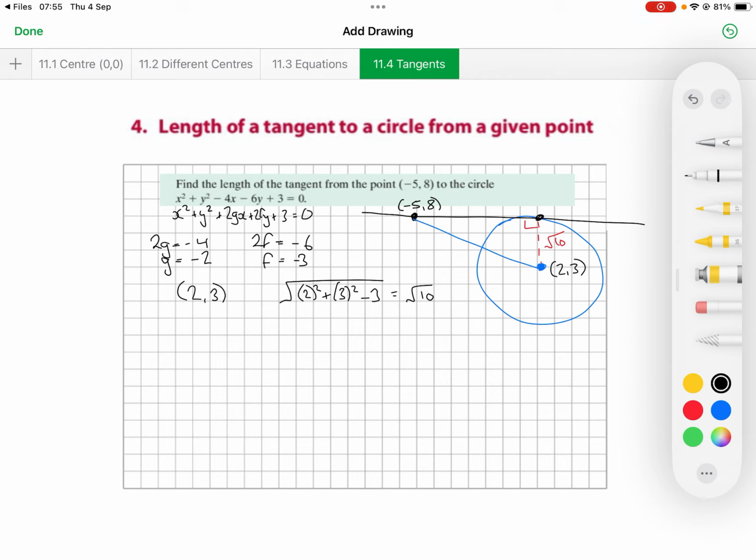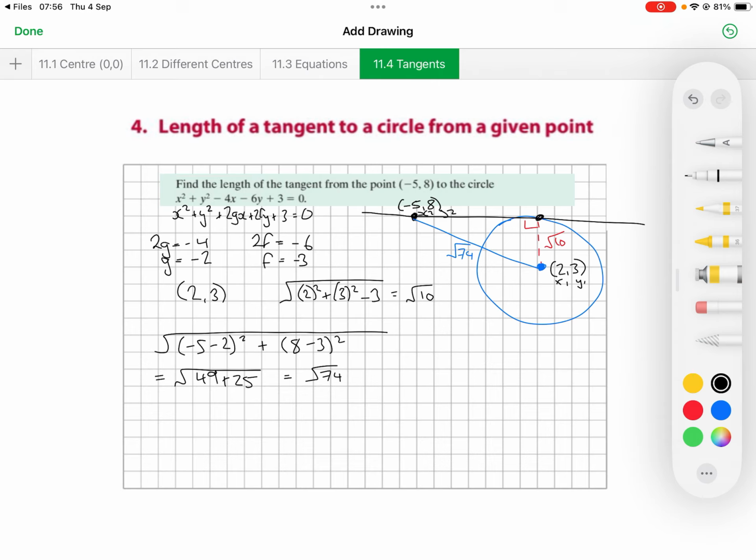Now I'm just going to use my distance formula to find the blue side. So my 2 points are x1, y1, x2, y2. So -5 minus 2, all squared, plus 8 minus 3, all squared. So that's -7 squared, which is 49. 8 take away 3 is 5 squared, which is 25. So that's root 74. So this blue side here is root 74.